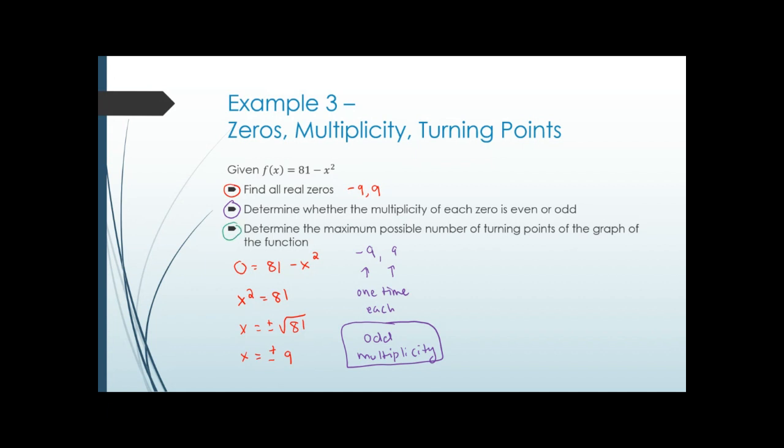Now the last one: determine the maximum possible number of turning points of the graph of the function. That goes back to the degree, the highest exponent. Our degree is 2, and the maximum number of possible turning points is always 1 less than that. Let me rewrite my x, maximum number of turning points. It's n minus 1, so that's 2 minus 1. So we're just going to have one turning point. It's going to have just one curve in the graph at most.